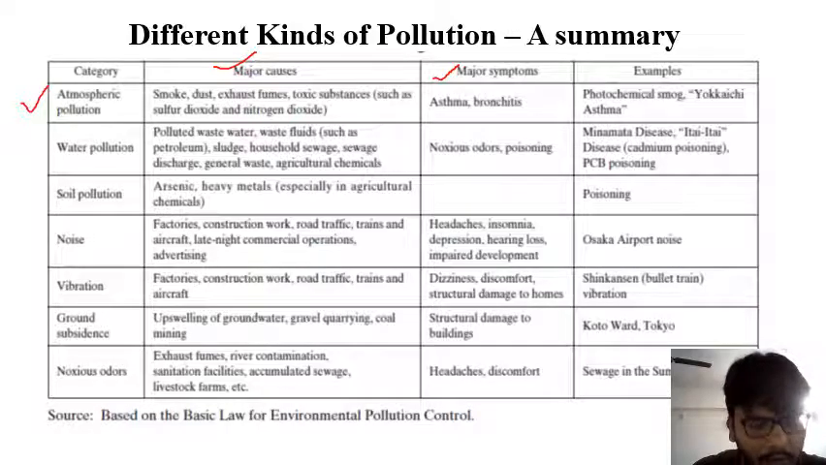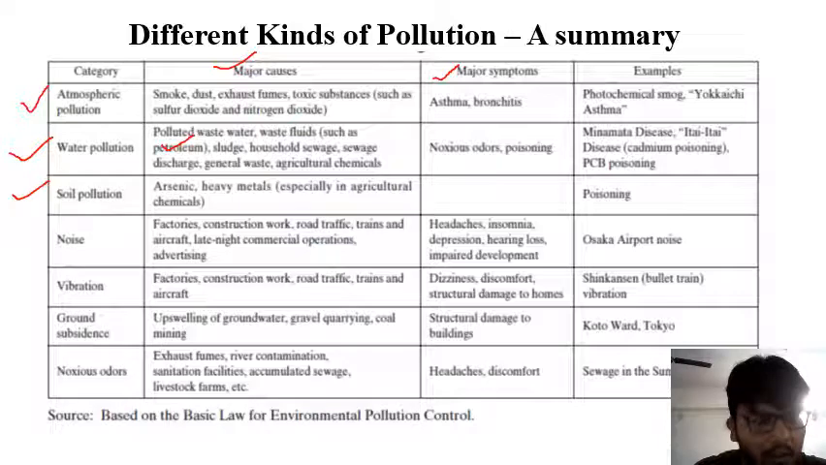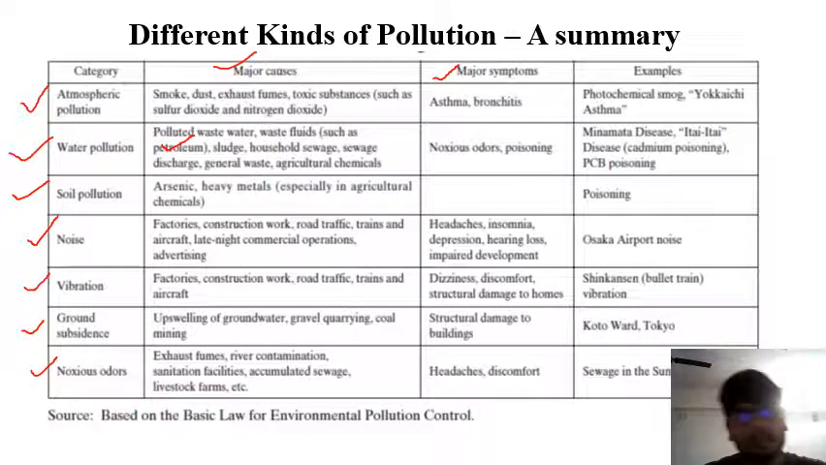Next is what? Next is your water pollution. So water pollution is what? The major cause of water pollution is polluted wastewater, waste fluids, right? The major symptom is what? The major symptoms are noxious odors, poisoning, and so on. So if you see, the next comes the soil pollution, then the noise pollution, then the vibrational pollution, then comes the ground subsidence, then the noxious odors. Okay, so there are different sorts of pollution, having different causes and likewise different symptoms and diseases associated with them.